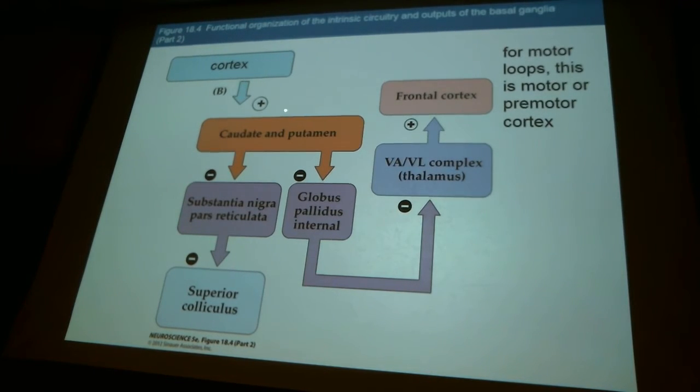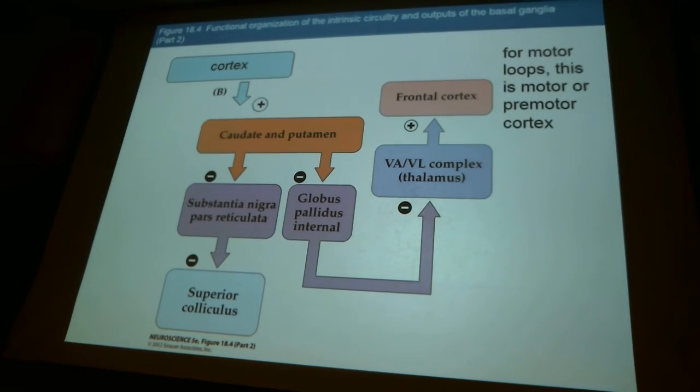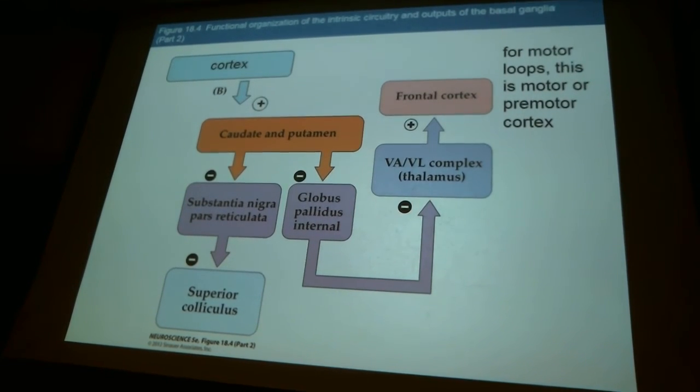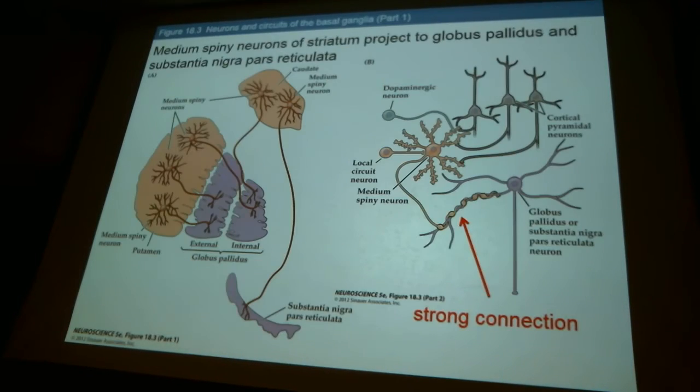Okay, so there's a particular pattern here. The inputs from the cortex are excitatory, so this little positive sign. The caudate and putamen have an inhibitory effect on the globus pallidus. The globus pallidus has an inhibitory effect on the thalamus. The thalamus has an excitatory effect on the frontal cortex. So if you can activate the thalamus, you can activate the cortex. And now we're going to talk about under what conditions that would happen.